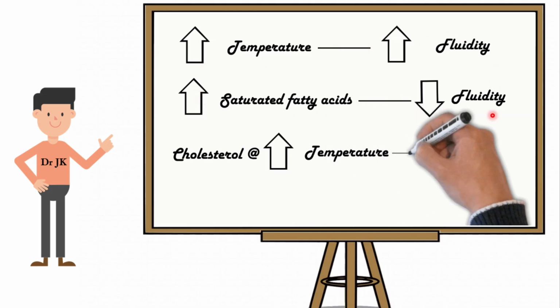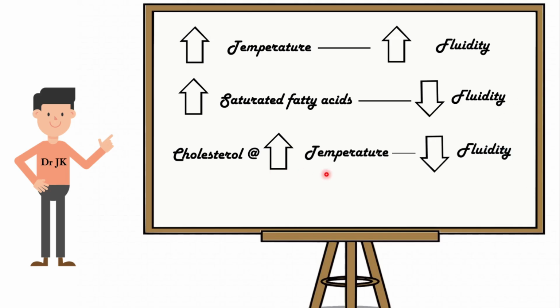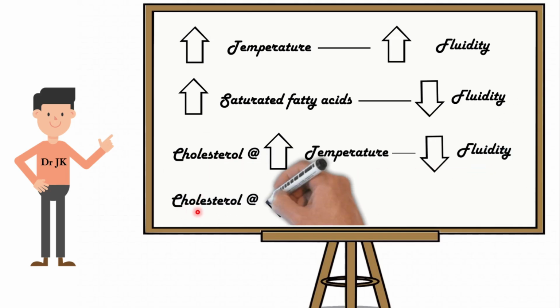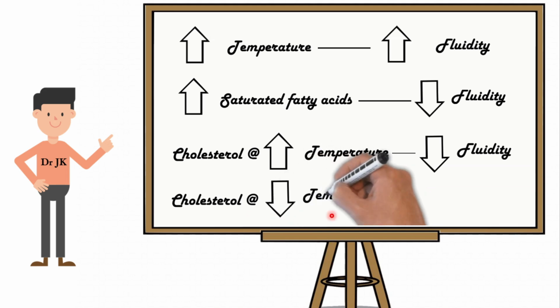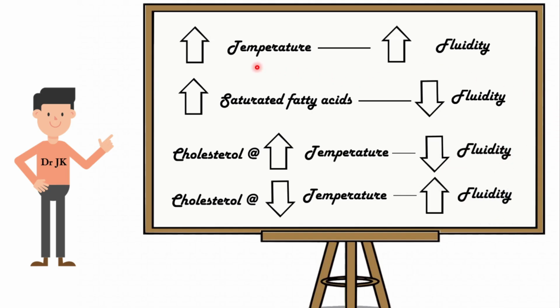So these two work vice versa also. Now cholesterol has a dual role. At increased temperature, it decreases the fluidity, whereas at decreased temperature, it's going to increase the fluidity of the cell membrane. Now why is that? The first point I said, increased temperature will increase fluidity because it loosens all the fatty acids or phospholipids. Now cholesterol is present between the phospholipids.